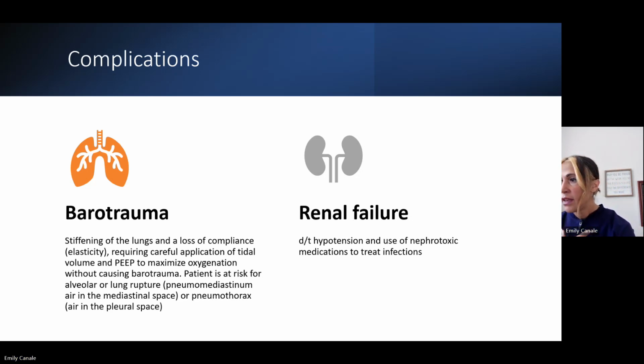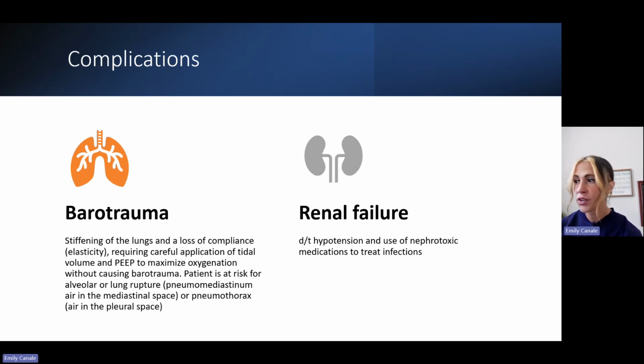So if something like barotrauma were to happen, that's when the alveoli rupture, because I did too much and that intrathoracic pressure is too high. So an alveolus or lung might rupture, which could result in air in the mediastinal space or air in the pleural space, which would be your pneumothorax. So that would just make things even worse. That could worsen the hypoxemia. So you're really trying to prevent barotrauma.